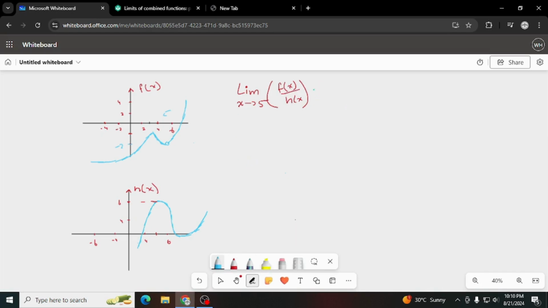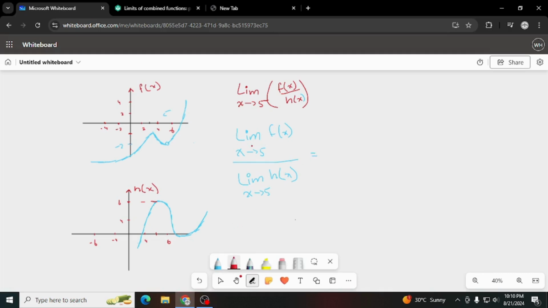All right, so now what is the limit as x approaches 5 of f of x over h of x? The limit property applies here again, for quotients of functions. We take the limit as x approaches 5 of f of x, over the limit as x approaches 5 of h of x. All right, this is how we calculate quotients, and it's pretty simple.